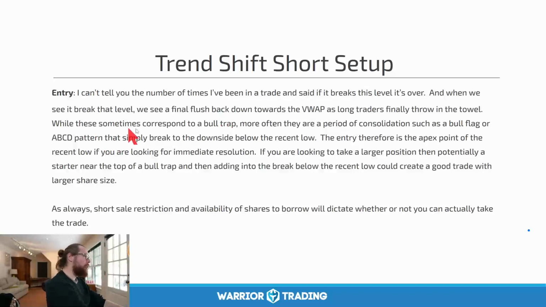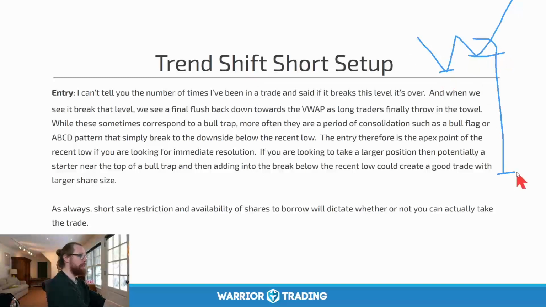Sometimes these levels correspond to a bull trap, but more often they're a period of consolidation, such as a bull flag or an ABCD pattern, and it's consolidating, and then it just all of a sudden starts to show a little bit of weakness and then snaps through that sort of pivot low right here, and then just right back to the low, all the way back to the volume weight average price.